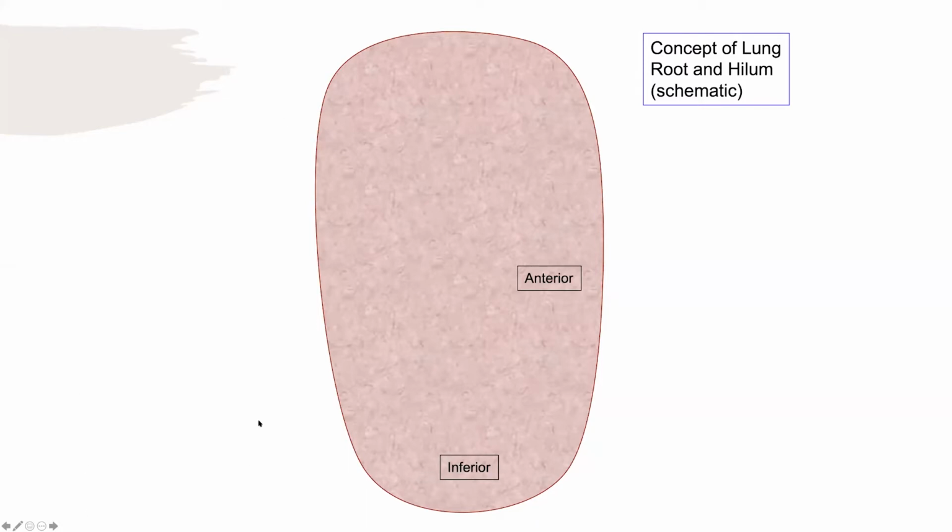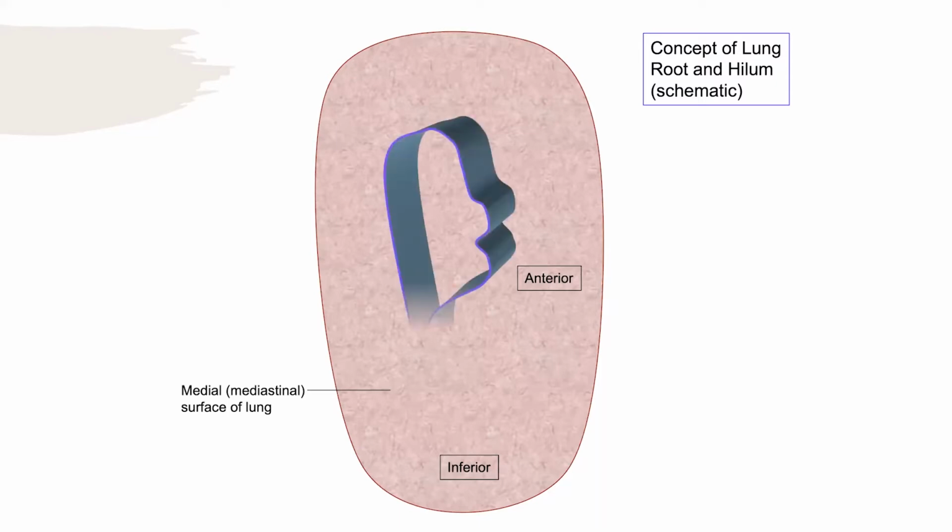So now let's start bringing things here. So now this is my mediastinal surface. We are looking from the mediastinal surface to the hilum of a lung. And then this is what? This is exactly the hilum, and the rest is the mediastinal surface of the lung. And let's see how things have been organized here.